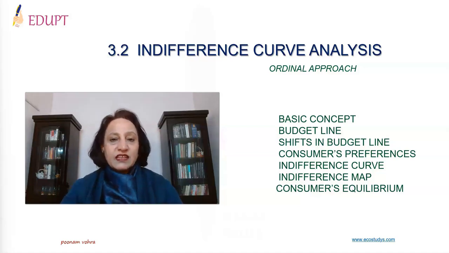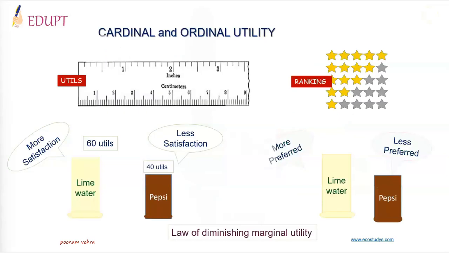In this session, the discussion will be on basic concepts that everyone must know in order to understand the consumer's equilibrium through indifference curve analysis. So let us begin. Let's understand the difference between cardinal and ordinal utility. Utility analysis is based on cardinal approach, that is, it is possible to measure the level of satisfaction by units called utils. In ordinal approach, preferences are ranked.